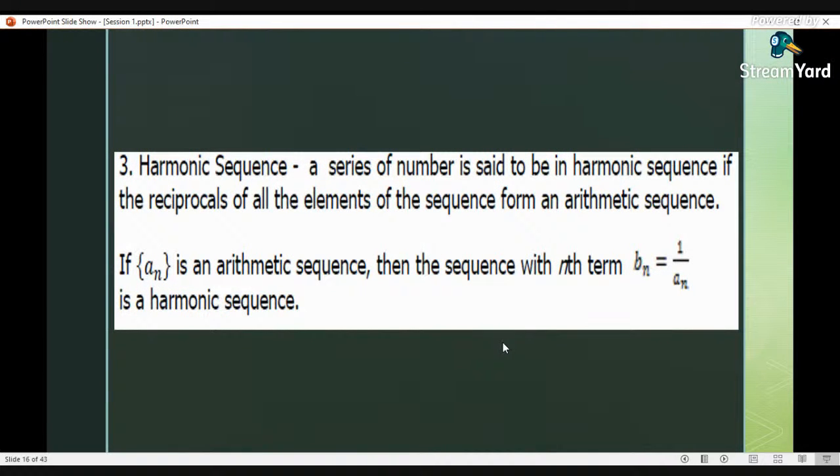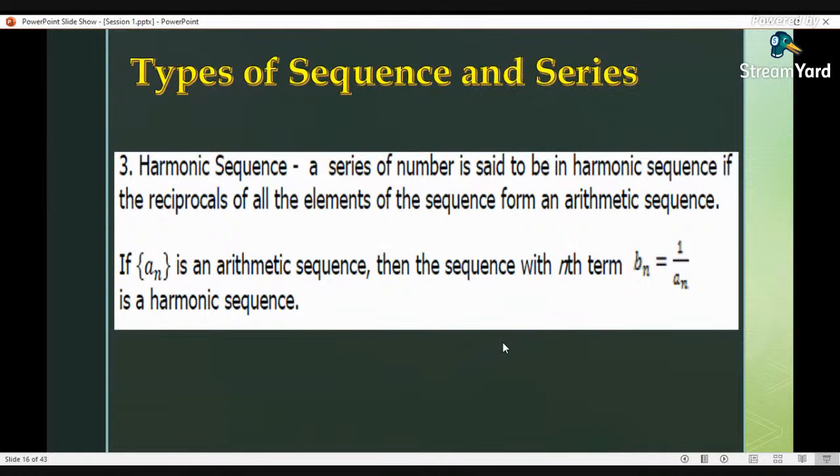We also have the harmonic sequence, which is a special type of arithmetic sequence. A series of numbers is said to be in harmonic sequence if the reciprocals of all the elements of the sequence form an arithmetic sequence. Take note that the one that forms an arithmetic sequence is the denominator. If a sub n is an arithmetic sequence, then the sequence with the nth term b sub n equals 1 over a sub n is a harmonic sequence.